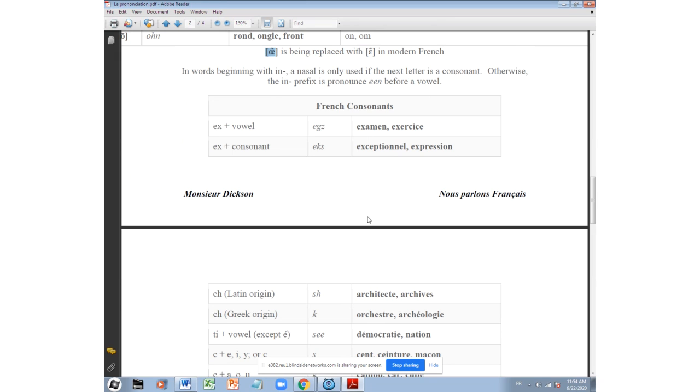Next, EX plus a consonant. The first one was EX plus a vowel. Now, plus a consonant. EX plus a vowel is "eggs".